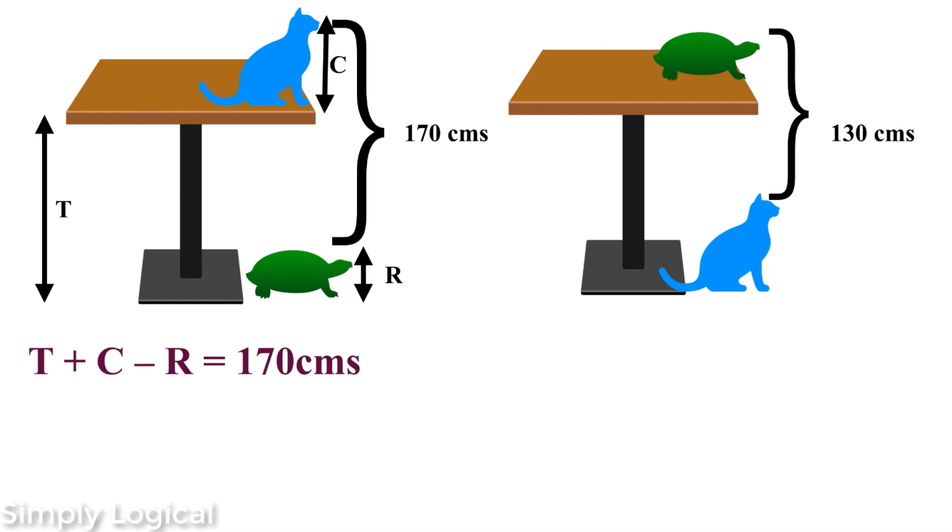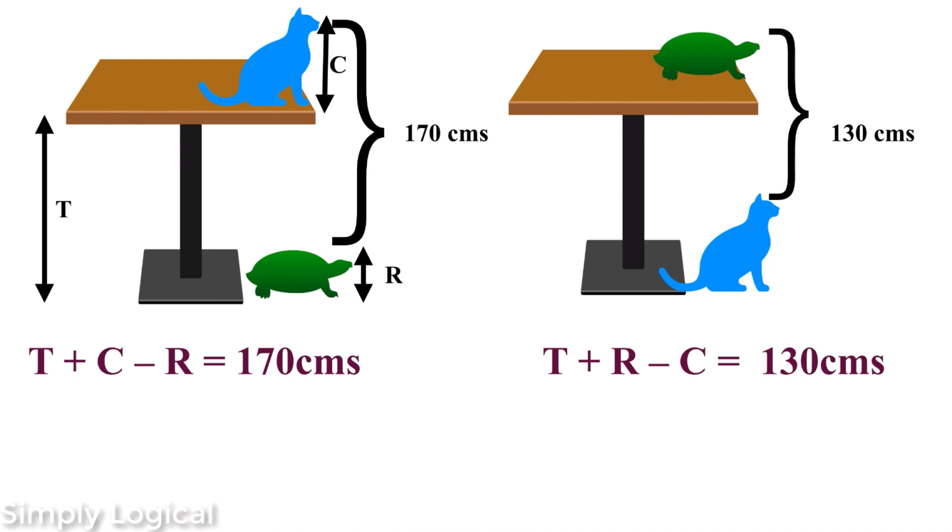As per the second diagram, total height of the table along with the tortoise excluding the cat height can be written as T plus R minus C is equal to 130 centimeters. If you observe it carefully, the height includes the table and the tortoise excluding the height of the cat. Hence the equation becomes like this. Now we have formed two equations. When there are two equations, then the job becomes simple.